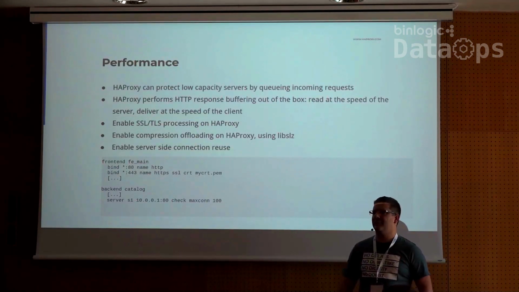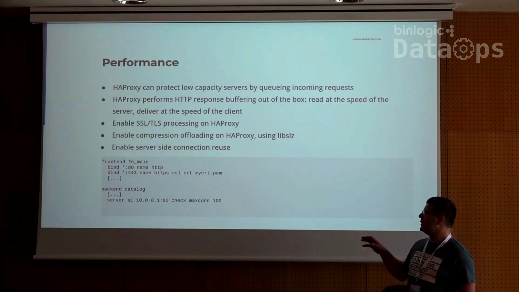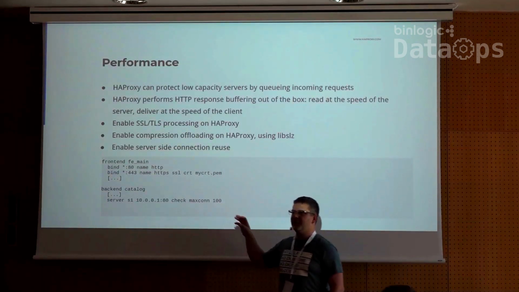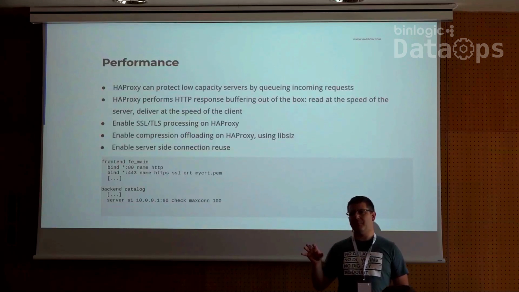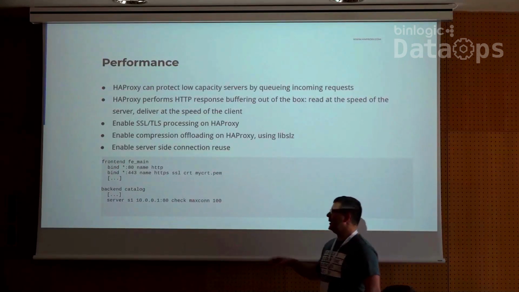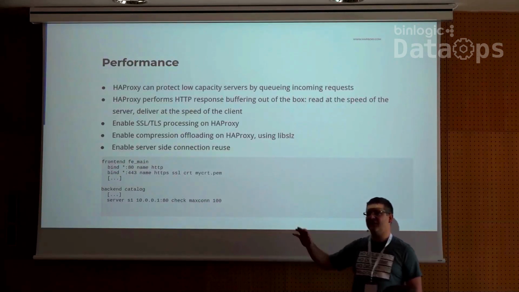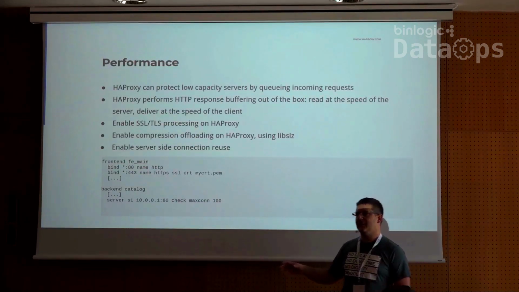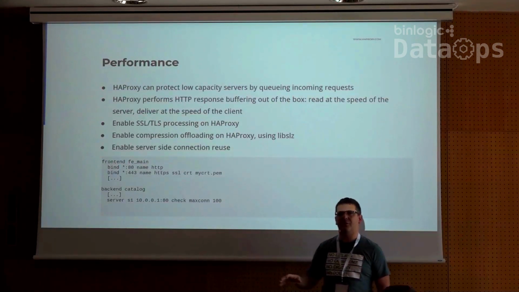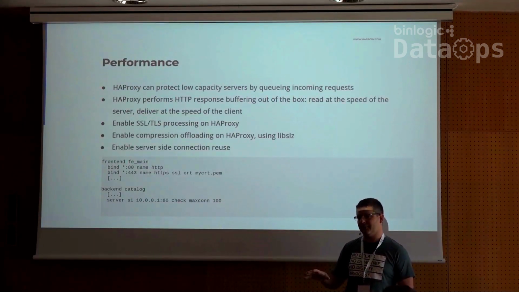Why is this important? Imagine you have a maxconn at 100 on this particular server. It means that I could have only 100 processing in parallel on this server. The point is, if one client is taking 10 seconds to read the object, if I don't do buffering, that connection on the server will be maintained for 10 seconds and will be blocked.